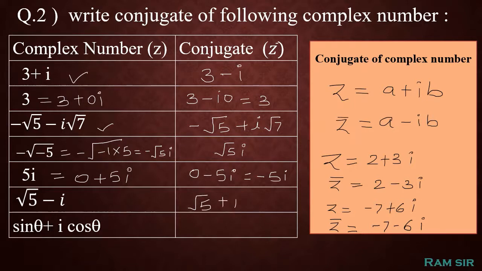plus i, by changing the sign of the imaginary part. Next is sin theta plus i cos theta. So instead of plus we will write minus to get the conjugate. So we are writing minus i cos theta. This is the answer for the conjugate. So let's continue.